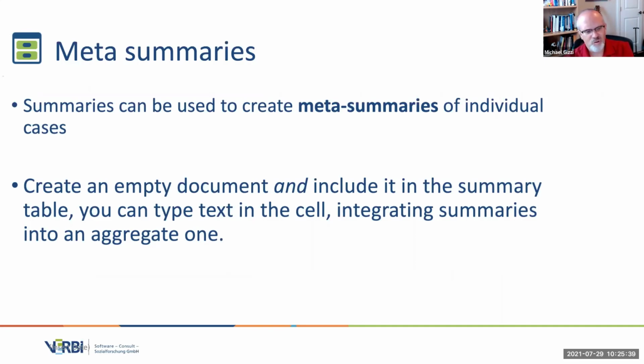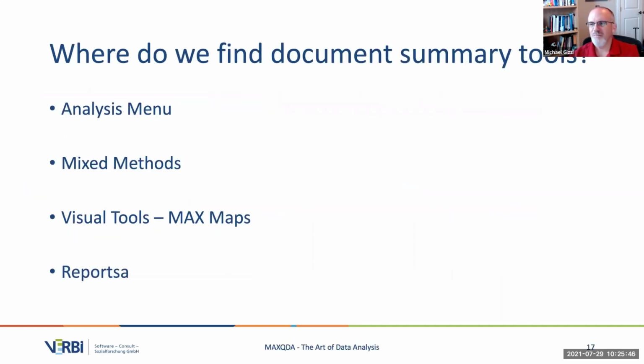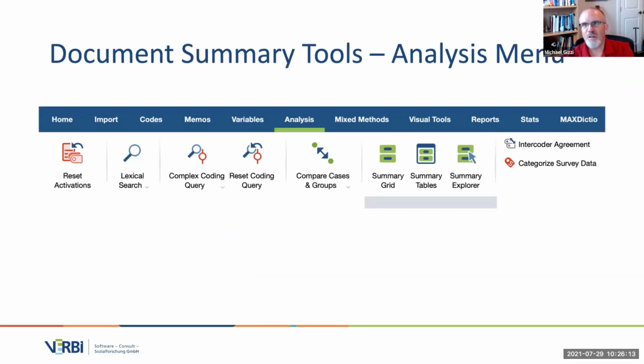So before we jump into the actual use of the summary grid, first off, where do we find summary tools? It's interesting. MAXQDA does not keep document summaries in one place. In fact, you will find elements involving document summaries in 4 different menus: the analysis menu, mixed methods menu, visual tools menu under MAXMaps, and reports menu. In the analysis menu, we have the 3 main tools: the summary grid, the summary table, and the summary explorer. This just lets you see document by document the summaries you've created for a code. This creates a table. And we'll show examples of that.